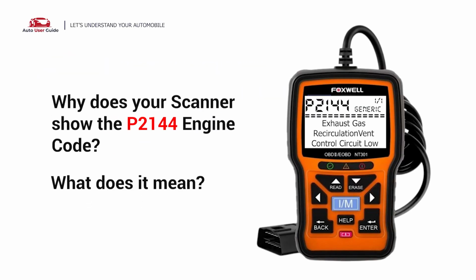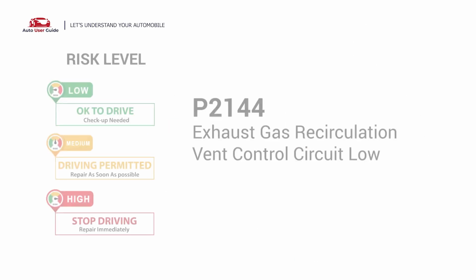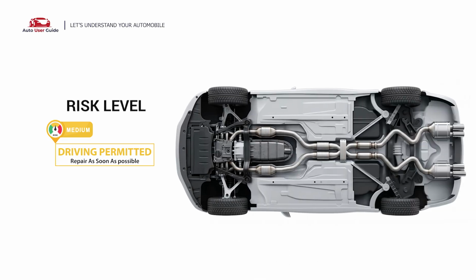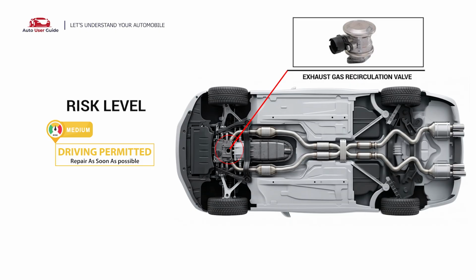Why does your scanner show the P2144 engine code? What does it mean? P2144 is a diagnostic trouble code for exhaust gas recirculation vent control circuit low. The P2144 engine code indicates the vehicle's computer, ECM or PCM, has detected an irregular signal, poor continuity, or low electrical voltage in the circuit regulating exhaust flow. Under this circumstance, short-distance driving is permitted, but your vehicle should be repaired as soon as possible.